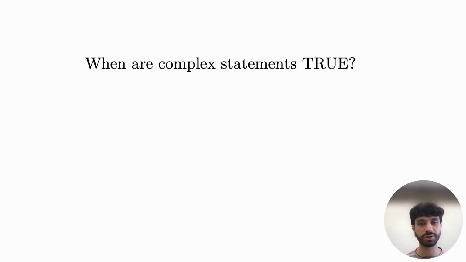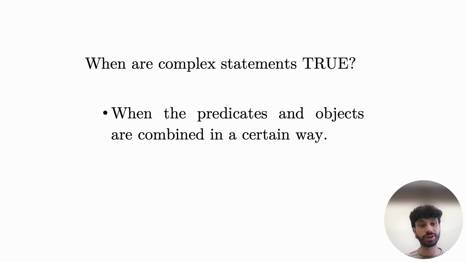And what we're going to be concerned with in this lecture is when are complex statements true? And the answer to that is when the predicates and objects are combined in a certain way. And now you might ask, okay, which way is that? And that's what we're going to see.